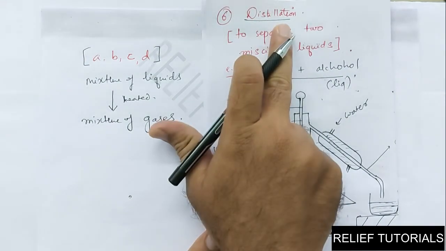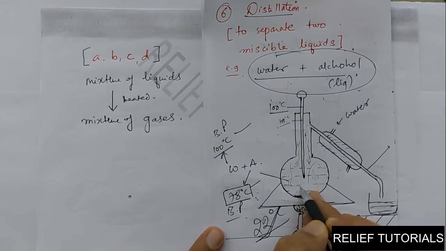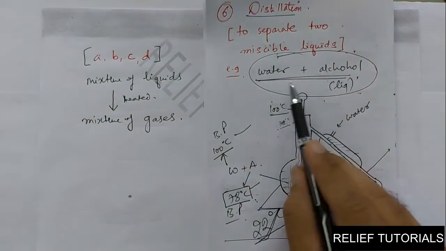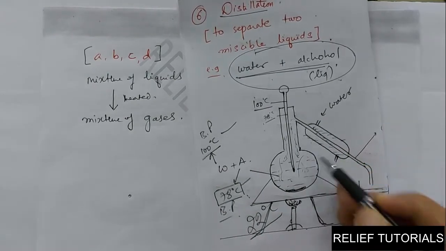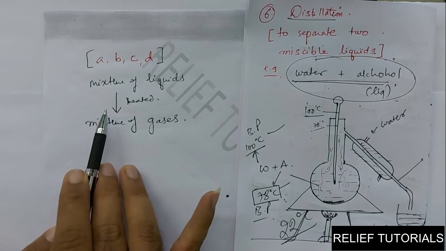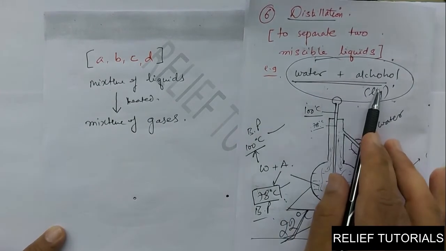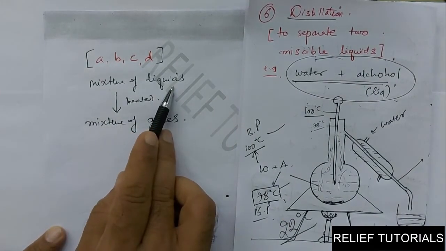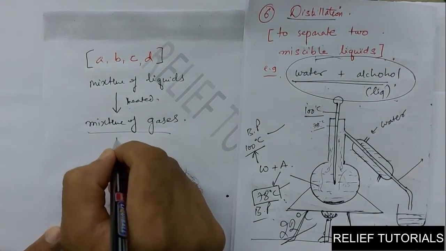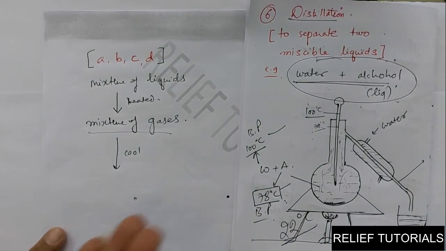So in the distillation process, we don't convert the whole mixture into gaseous state first. No, we are not doing that. We are converting one by one component into the gaseous state, again condensed and taken out. But here in the case of the fractional distillation process, if we have a mixture of liquids, first we heat it and convert it into a mixture of gases, and then we cool them gradually and convert them into liquid state again.